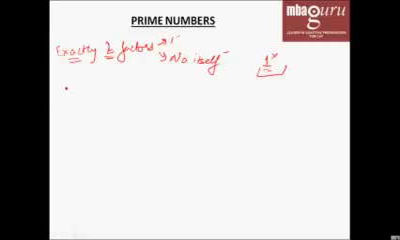Let's start looking at some numbers. Let's start with 2. For 2, the factors are 1, 2 is divisible by 1 just like any other number, and 2, no other number divides 2. So 2 is prime. 3 is divisible by 1 and 3, no other factors again, so it is prime again.